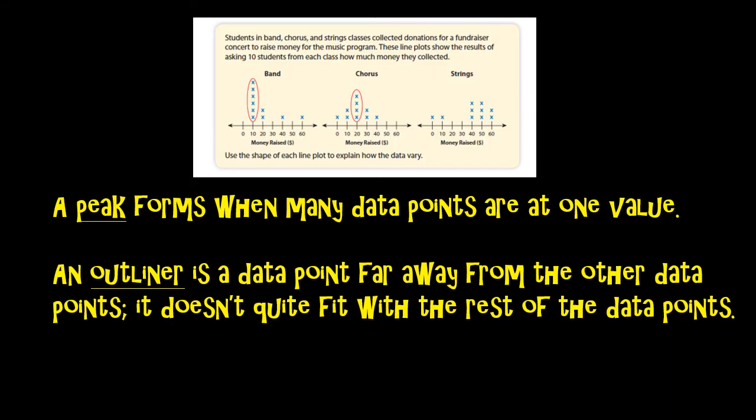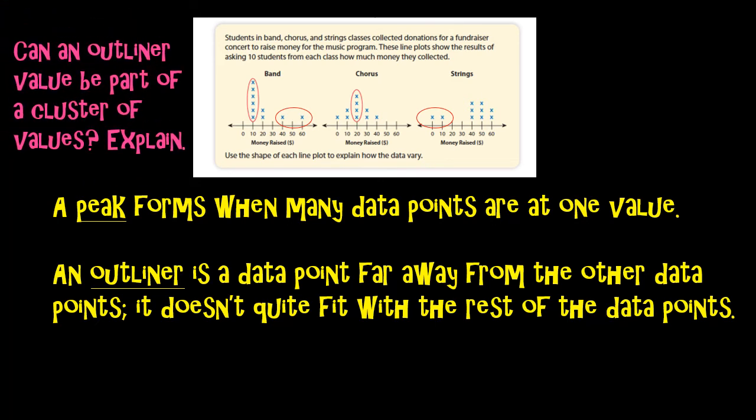An outlier is a data point far away from the other data points. It doesn't quite fit in with the rest of the data points. We talked about the chorus is symmetrical, so that doesn't really have an outlier. However, band and strings both have outliers because you have values that are nowhere near where the majority of those X's are.